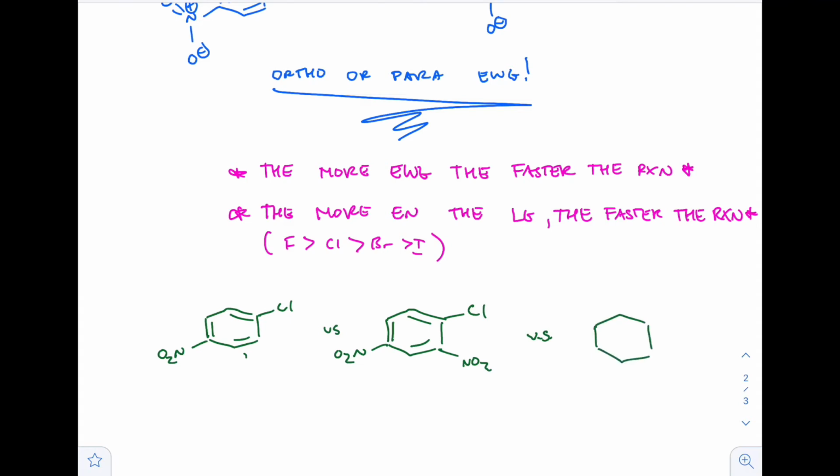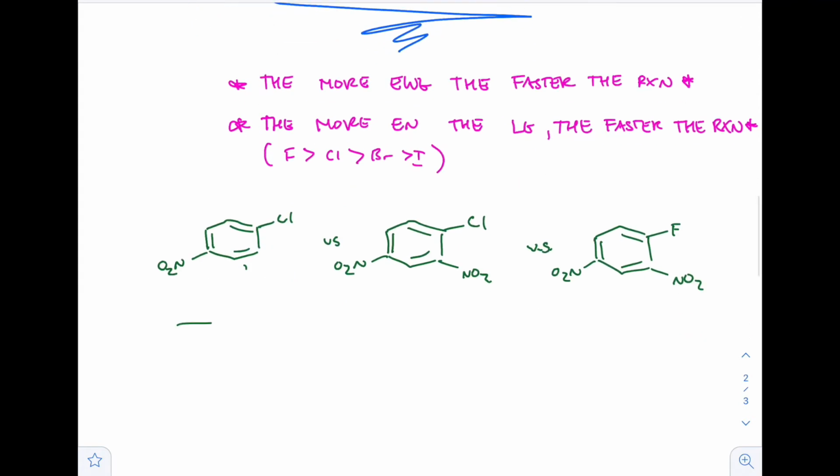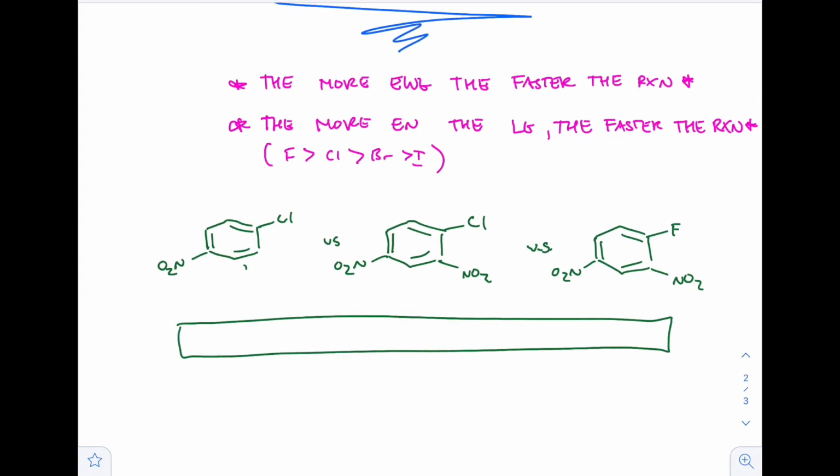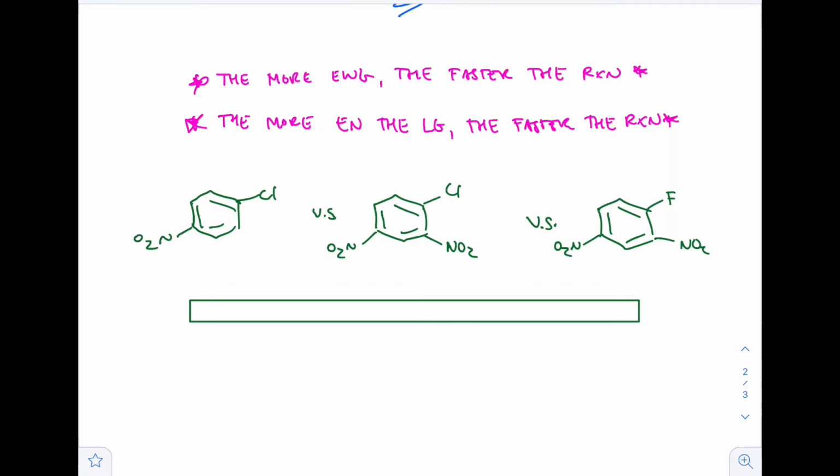This is kind of more or less going to be like a depiction of those two rules here. So we have a scenario where we have a nitro group at the para position with the chlorine, and then we have it at the ortho and the para position. So comparing the first two is just showing you the first criteria, right? The more electron withdrawing groups, the faster that reaction occurs. So the middle one reacts faster than the one on the left.